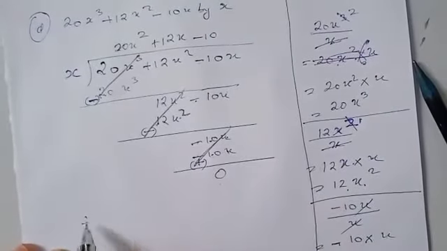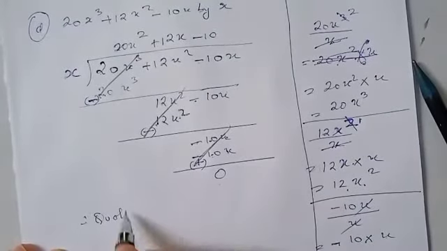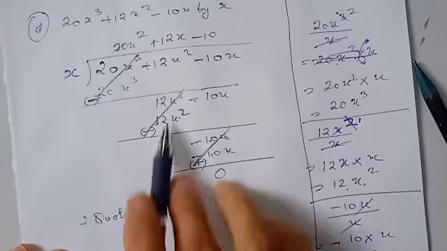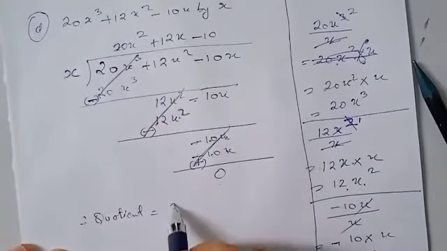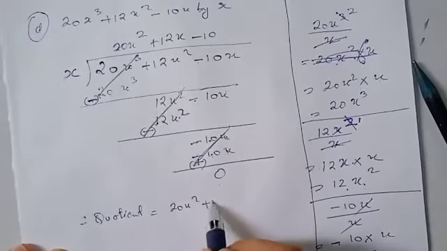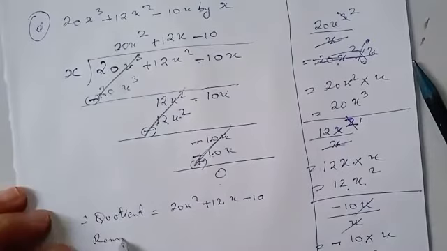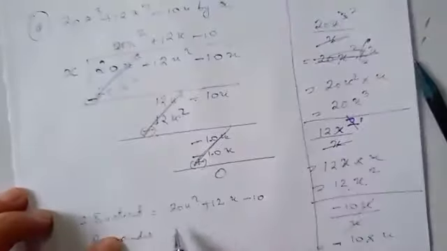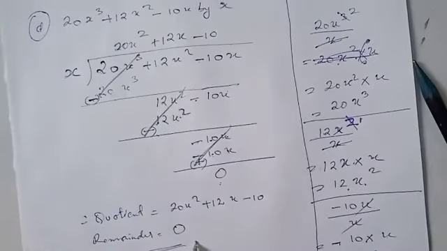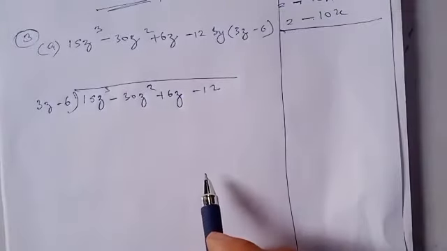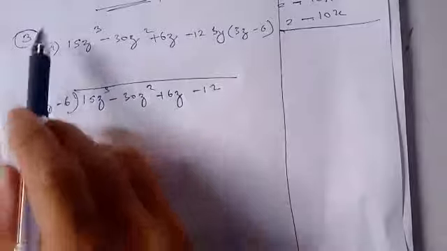Okay, therefore, conclusion we can write. Which one is question? Question is this one, 20x squared plus 12x minus 10, and then remainder is 0. Okay, now let's try question number 3.